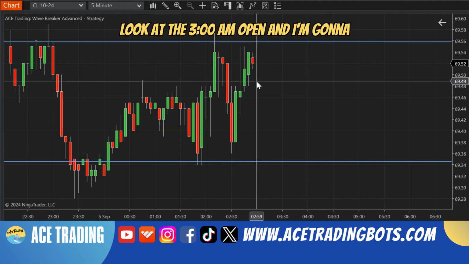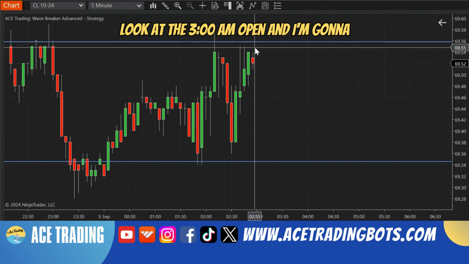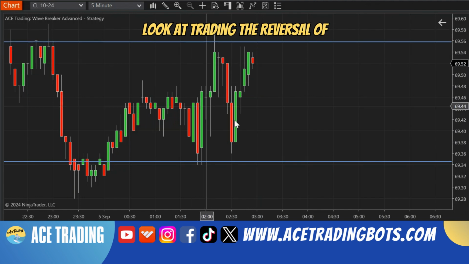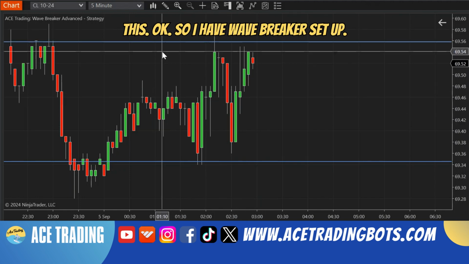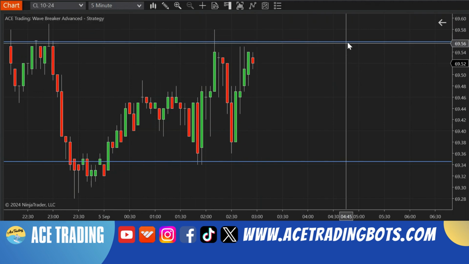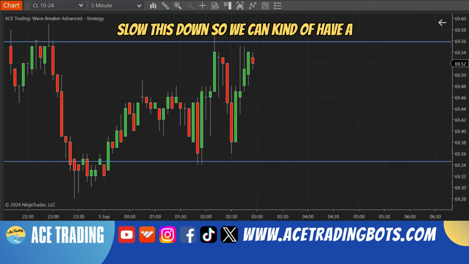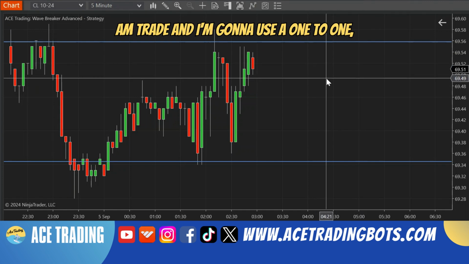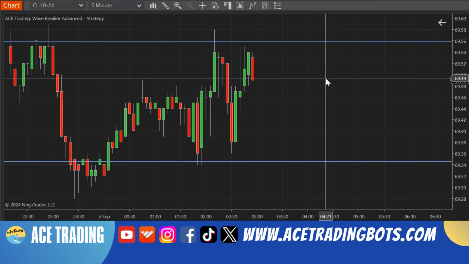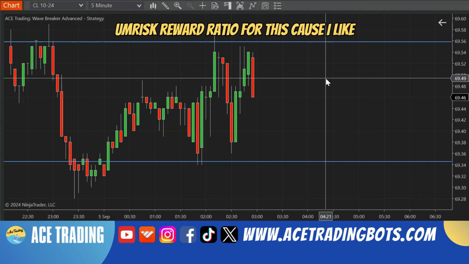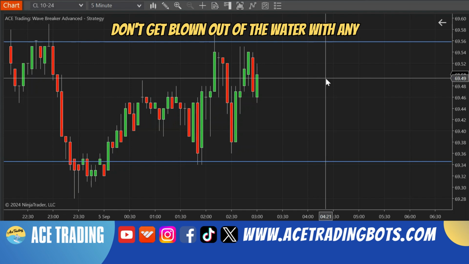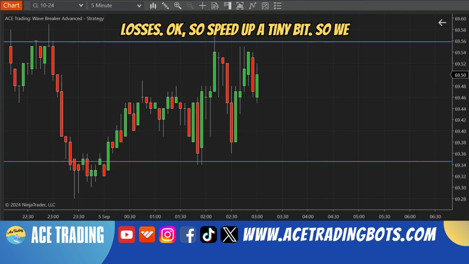I'm going to look at the 3 a.m. open, and I'm going to look at trading the reversal of this. So I have Wavebreaker set up. Let's see what it does. I'll just slow this down so we can have a look at it. We're about to hit our 3 a.m. trade. I'm going to use a 1-to-1 risk to reward ratio for this because I like to be very balanced, so that I don't get blown out of the water with any losses. Speed up a tiny bit.